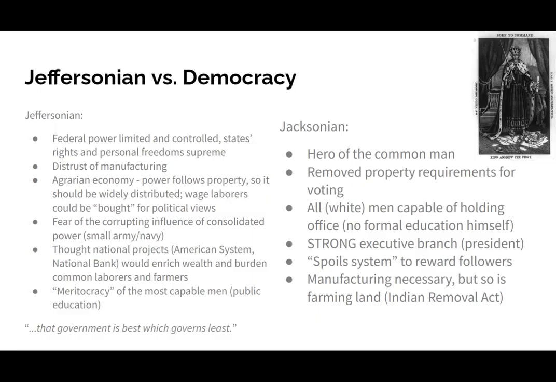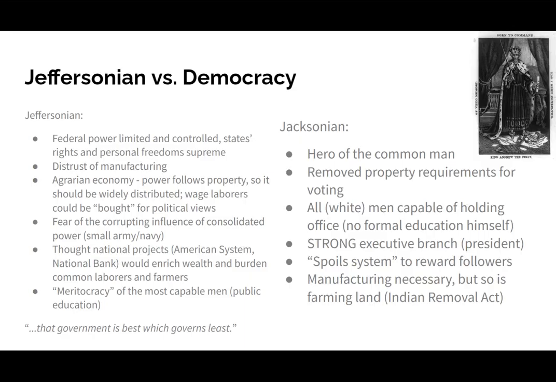Jackson, on the other side, and like I said, there's a lot of similarities here between Jacksonian democracy and Jeffersonian democracy, but there's some differences too. Jackson was the hero of the common man, the champion of the common man, and the hero of the Battle of New Orleans. Jackson pushed really hard for the removal of property requirements for voting. Jackson himself was from the frontier. He was the first president to come from outside the halls of power. The traditional places of power were Virginia and New England. He comes from the frontier. He himself had no formal education.